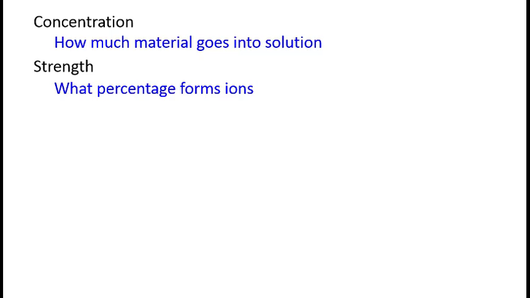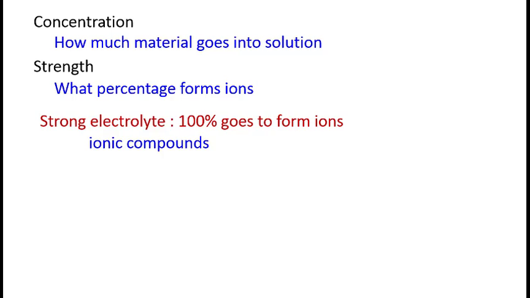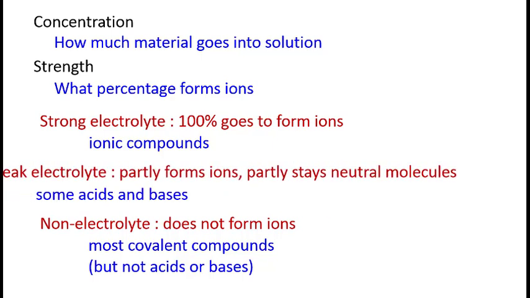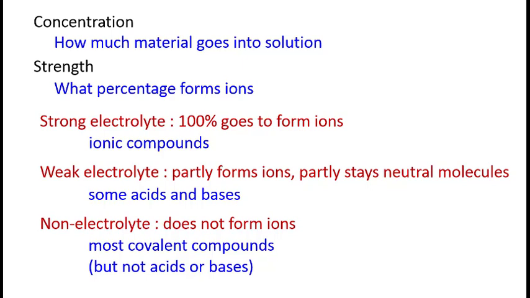This leads to the distinction between strong, weak, and non-electrolytes. A strong electrolyte is a material that goes 100% to form ions when dissolved, regardless of the concentration. Ionic compounds would be strong electrolytes. A non-electrolyte forms no ions when dissolved. This would be most covalent compounds, but not acids or bases. We can define a weak electrolyte, which is somewhere in between. When dissolved, it partly forms ions, and it partly stays as neutral molecules. Some acids and bases are weak electrolytes. We'll look into this further when we study acids and bases.